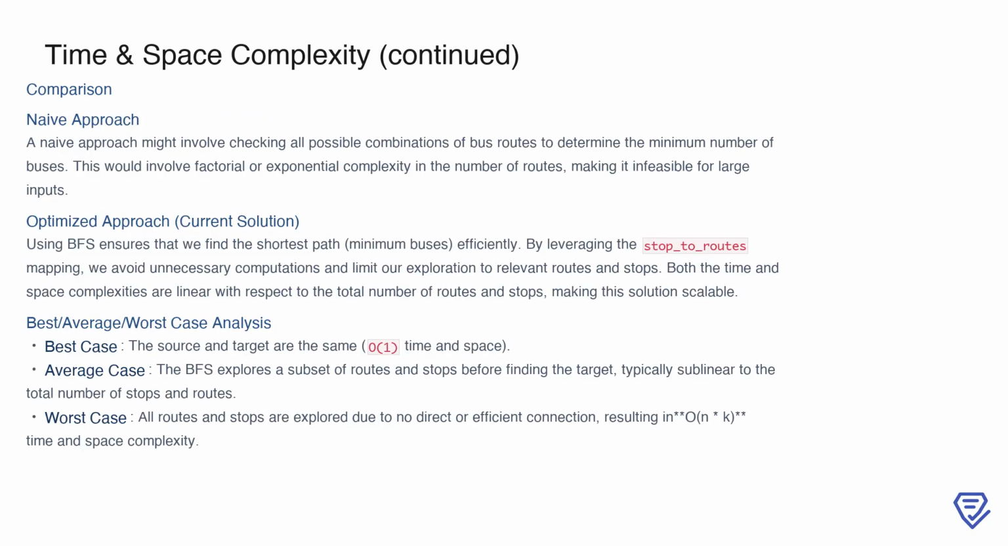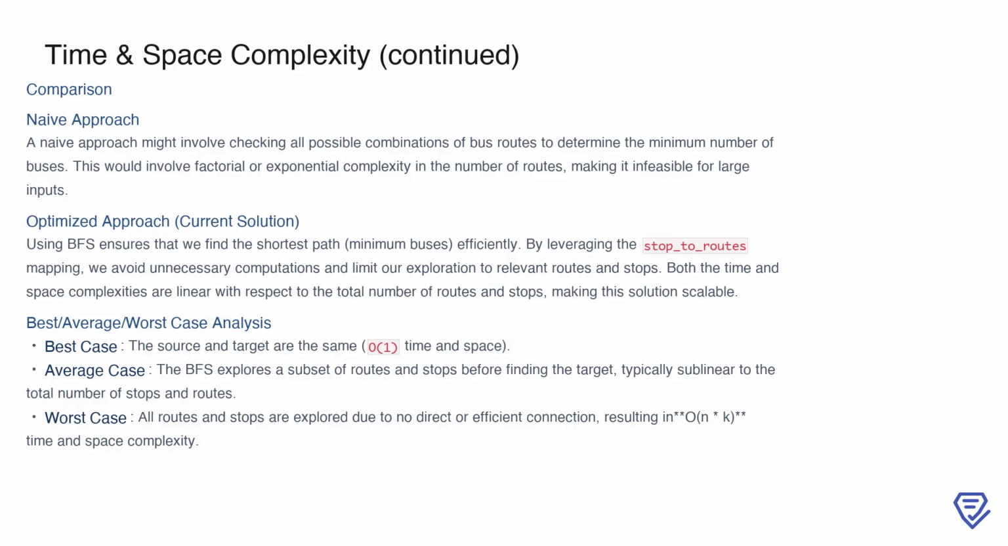To put this into perspective, let's compare this approach with a naive solution. A naive approach might involve evaluating all possible combinations of bus routes to find the minimum number of buses required. This would lead to factorial or exponential time complexity in the number of routes, making it impractical for large datasets. In contrast, our optimized solution uses BFS to efficiently find the shortest path, minimizing the number of buses needed. By utilizing the stop_to_routes mapping, we avoid redundant computations and focus only on relevant stops and routes.